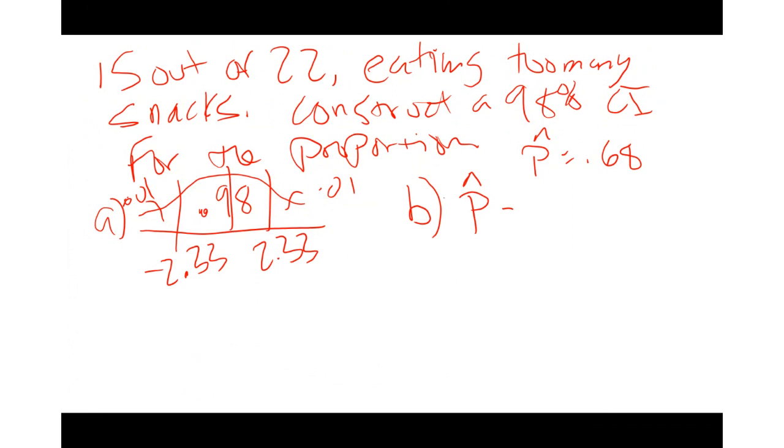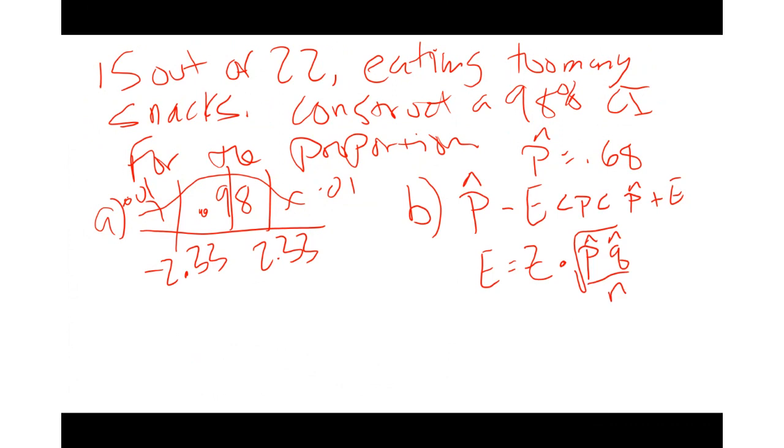Now, so we got P hat minus E is less than P, which is less than P hat plus E, where E is equal to Z times the square root of P hat Q hat over N. All right. In case you're wondering, my handwriting sucks on both the board and the notebook.